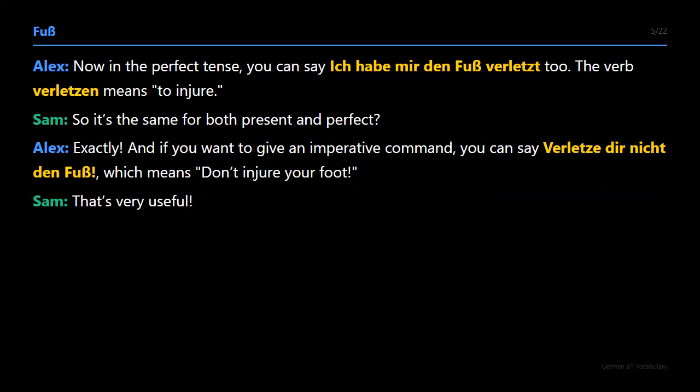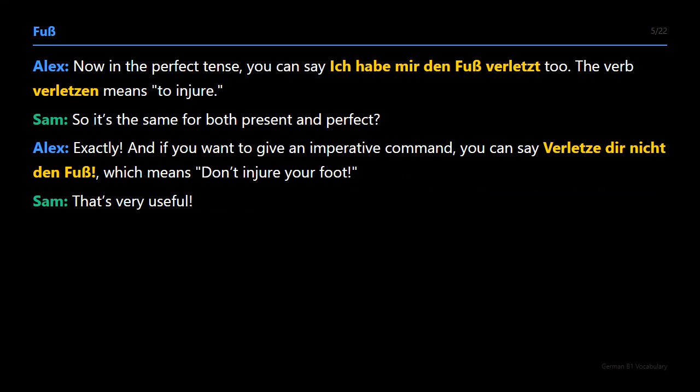The verb verletzen means to injure. So it's the same for both present and perfect. Exactly. And if you want to give an imperative command, you can say, verletze dir nicht den Fuß, which means don't injure your foot.